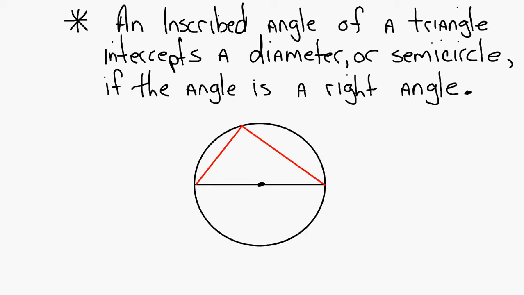do you see how it intercepts the diameter? Its vertex is on the circle, but its chords that make the sides up end on the ends of the diameter. When that is true, this is a 90-degree angle, which means that is a right triangle.